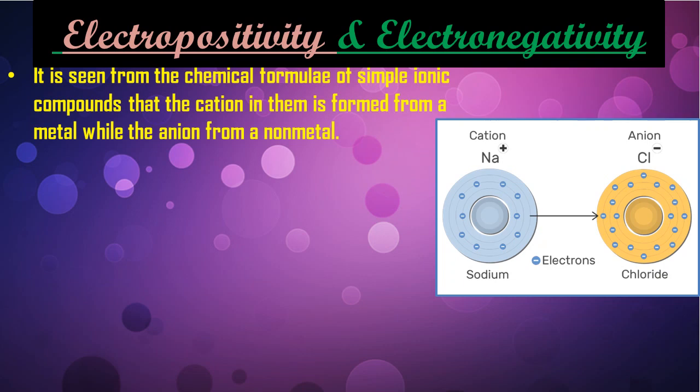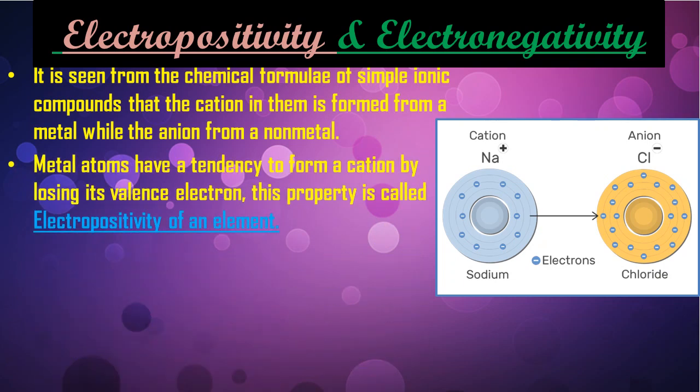From this it is understood that metal atoms have a tendency to form a cation by losing their valence electrons, and this property is known as the electropositivity of an element or electropositivity of a metal. Here you can observe this Na+ cation. Sodium is a metal, and in the last shell of sodium one electron is there, and sodium will easily lose one electron to form the Na+ cation. This tendency of a metal to lose electrons and form a positively charged cation is called the electropositivity of an element.